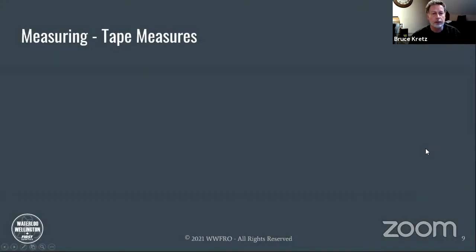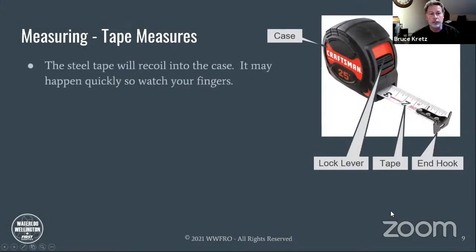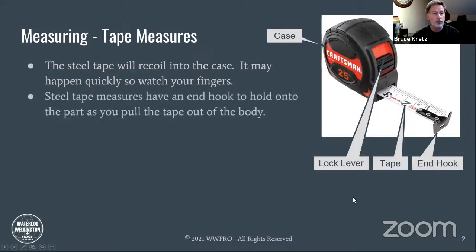So let's talk about tape measures. The steel tape will recoil into the case very quickly. It can happen quickly, so watch your fingers. So this is a typical tape measure. It has typically a plastic body, very often wrapped with a rubber casing. It has a lock lever that will keep the tape from sliding in or out. The steel tape itself, which has the markings on it, and then the end hook, which is a handy little gadget for a number of reasons.